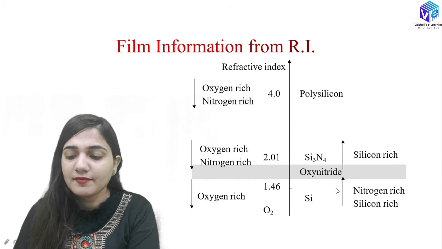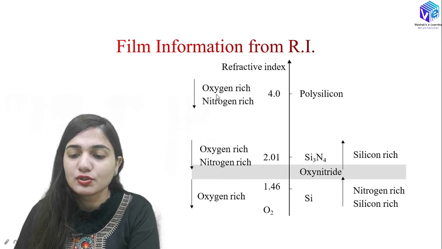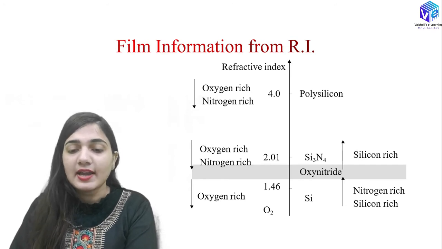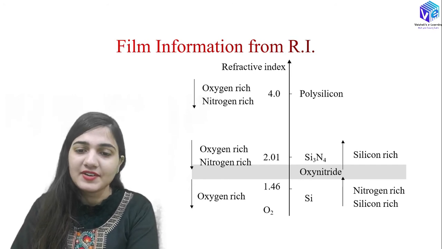Here we have high nitrogen and high silicon levels but a low oxygen level. In the silicon nitride, I have a high silicon level, less oxygen and less nitrogen. In the polysilicon, I have less oxygen and less nitrogen. So all of these inferences we can derive from the value of the refractive index.